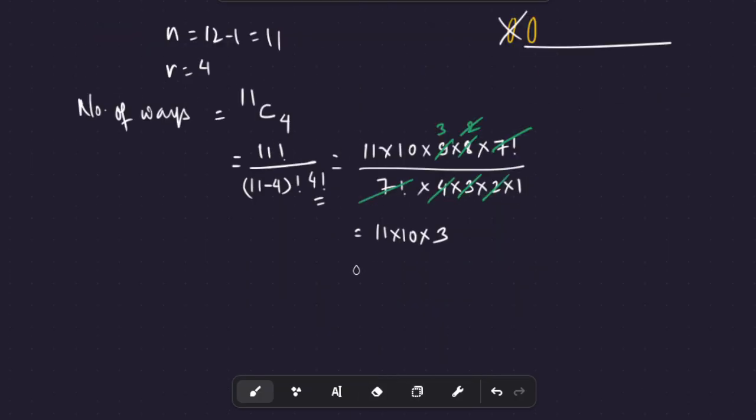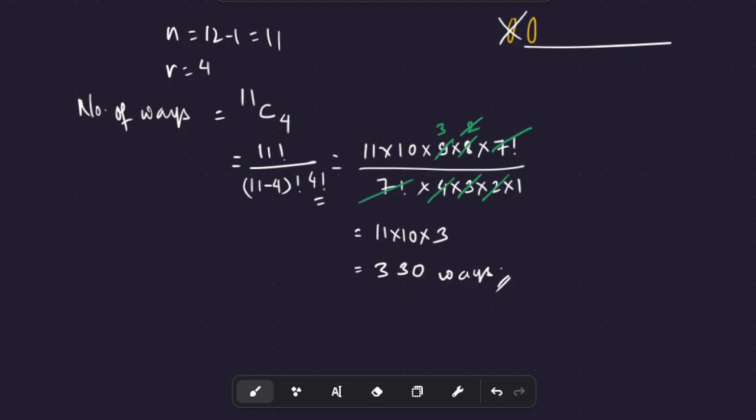Now it will be 11 threes are 33. 33 times 10 is 330. I've got 330 ways. Have you got the same?